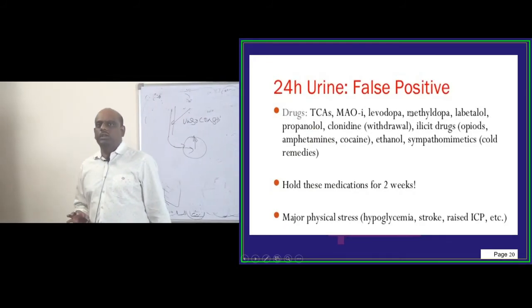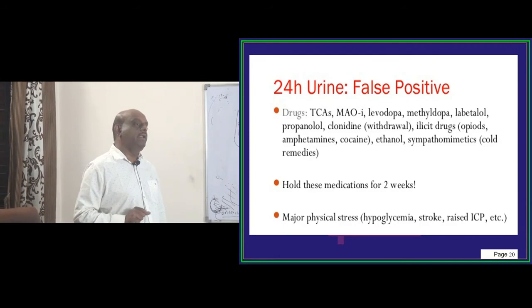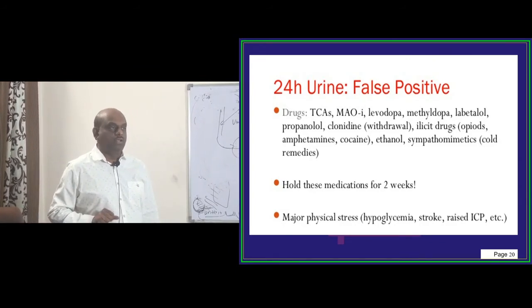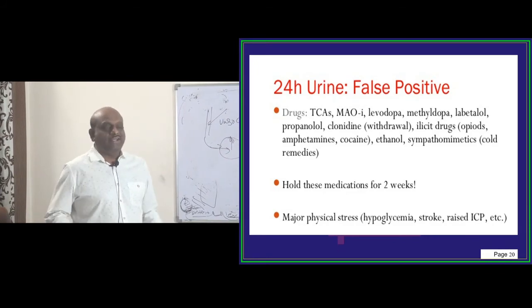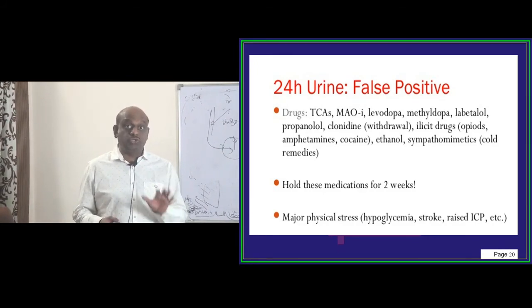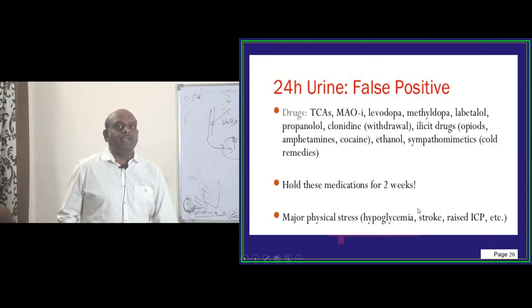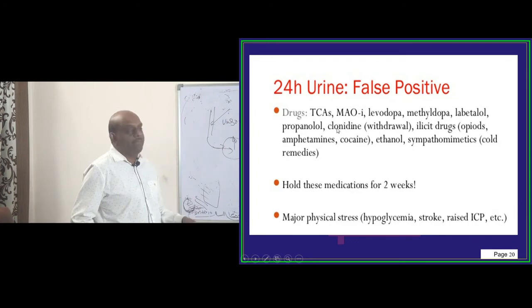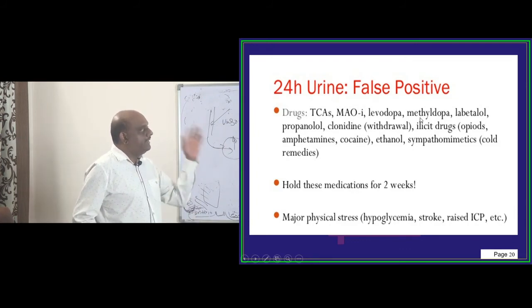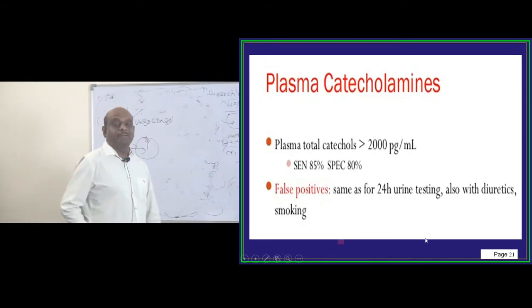Now, if you look at the 24 hours urine sample and check for the catecholamines and their products, there is one important point you need to remember, that certain drugs, if the patient is taking, you should stop them at least for 2 weeks before you do the biochemical evaluation of pheo. Tricyclics, MAO inhibitors, levodopa, methyldopa, labetalol, propranolol, clonidine, ethanol, sympathomimetics, they can lead to development of false positive tests is what you need to remember.